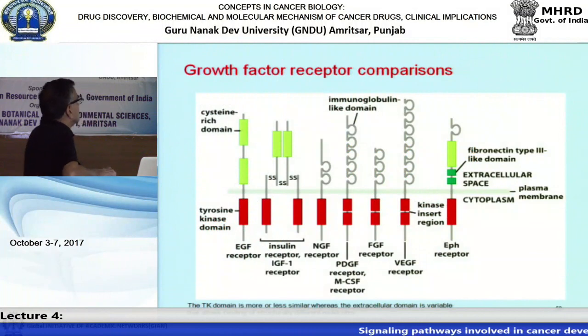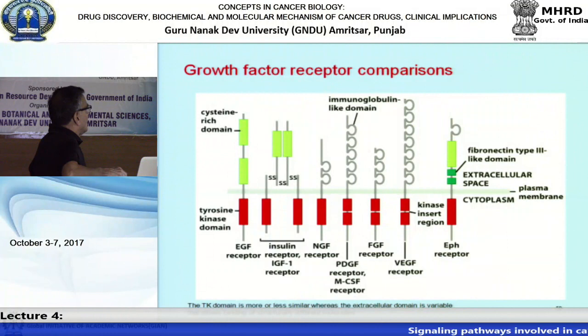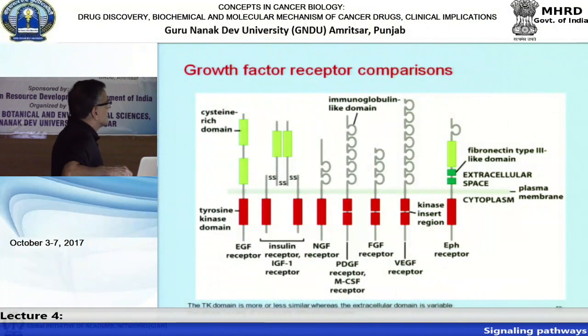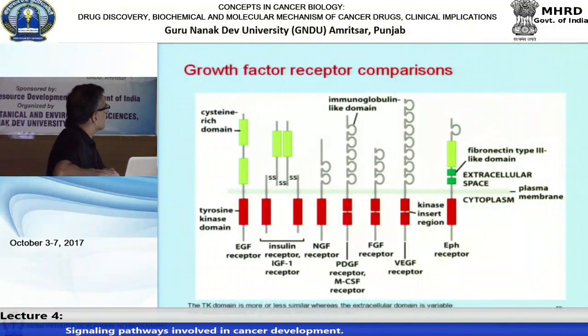Okay. So these are some of the growth factor comparisons that we have shown. They all have a similar layout. This is the tyrosine kinase domain, which is important, and that's how the phosphorylation is going to go in. Some of them, like insulin, as a duplex, or NGF, they all have a different layout, but they all have a similar cascade arrangement of all of the structures.